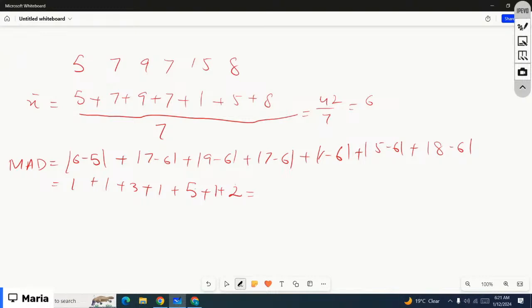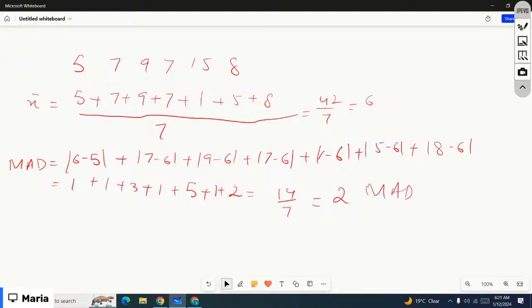Just add them. 5, 6, 7, 8, 9, 10, 11, 12, 13, 14. You have to divide 14 by 7. So the correct option is 2. So the mean absolute deviation is 2. Got it? Hold on.